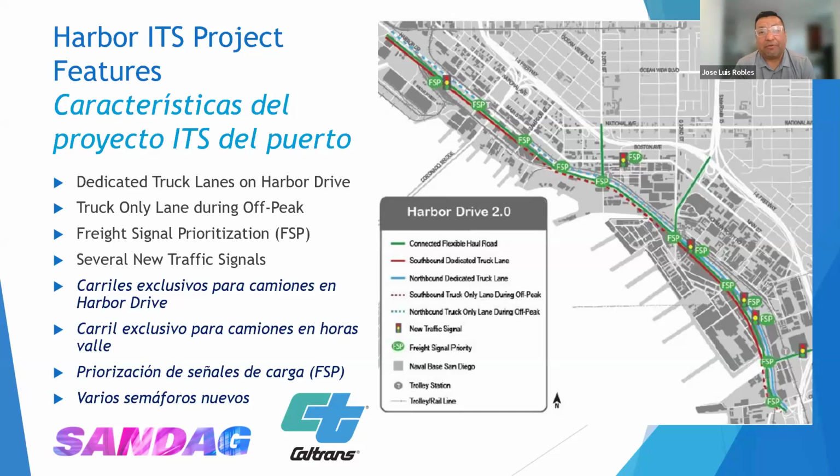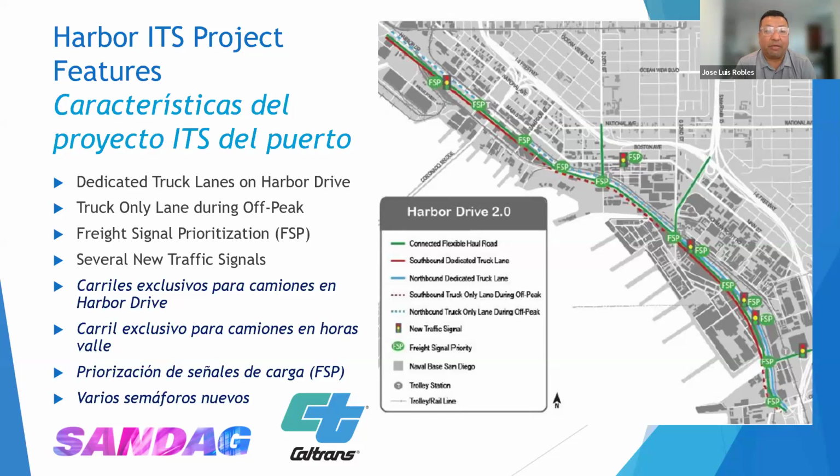What the project is proposing is dedicated truck lanes on Harbor Drive in the southbound direction. It goes from the 10th Avenue terminal station all the way to Sampson. And as Harbor Drive moves further south, Bayshore Bikeway has limited space. And so what we're going to be doing is managing the traffic there using truck-only lanes during off-peak hours.